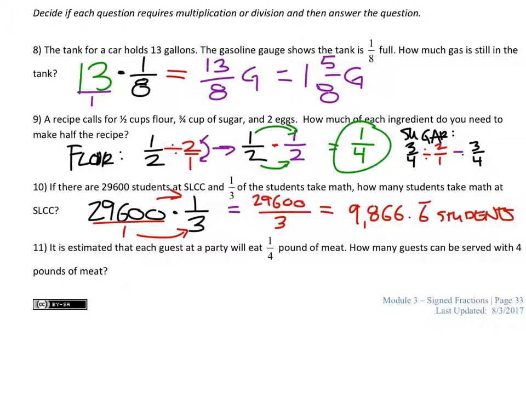So 3/4, now this is multiplied by 1/2. And the 3 times the 1 is the 3, and 4 times 2 is 8. So 3/8 of a cup. Should label these: of a cup of sugar. The 2 eggs, that one's the easiest one. It wants 2 eggs. We're going to cut that in half, and no need for changing that into multiplication. 2 divided by 2 is 1. So 1 egg.